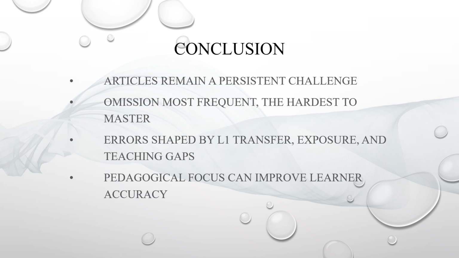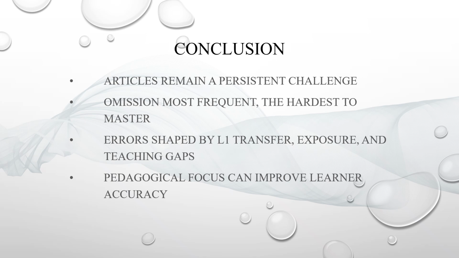In conclusion, articles remain a persistent challenge for Chinese EFL learners. Omission errors are the most frequent, with the definite article the being the hardest to master. These errors are shaped by L1 transfer, limited exposure, and instructional gaps. However, they are not insurmountable.